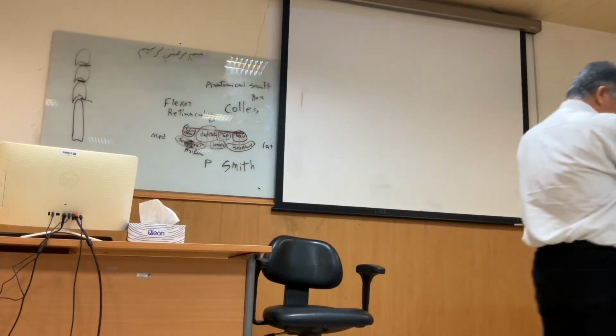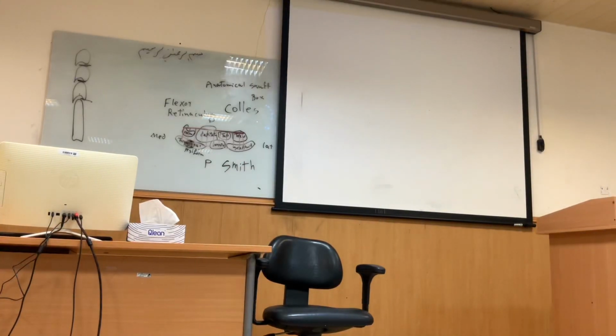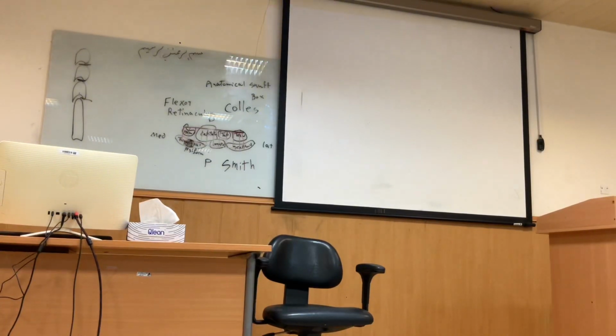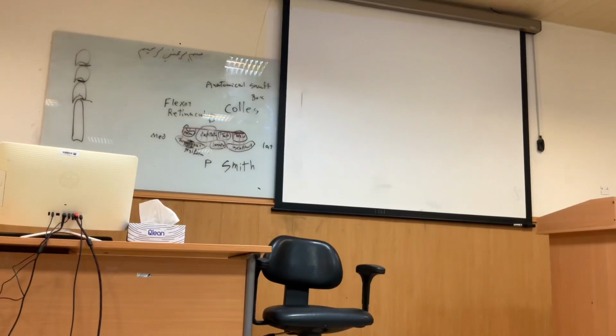The posterior surface of the body of the humerus contains a groove. The direction of the groove is from superomedial to inferolateral. This is important because next session you will see that lateral to the groove is the attachment of the lateral head, and medial to the groove is the attachment of the medial head of the triceps.